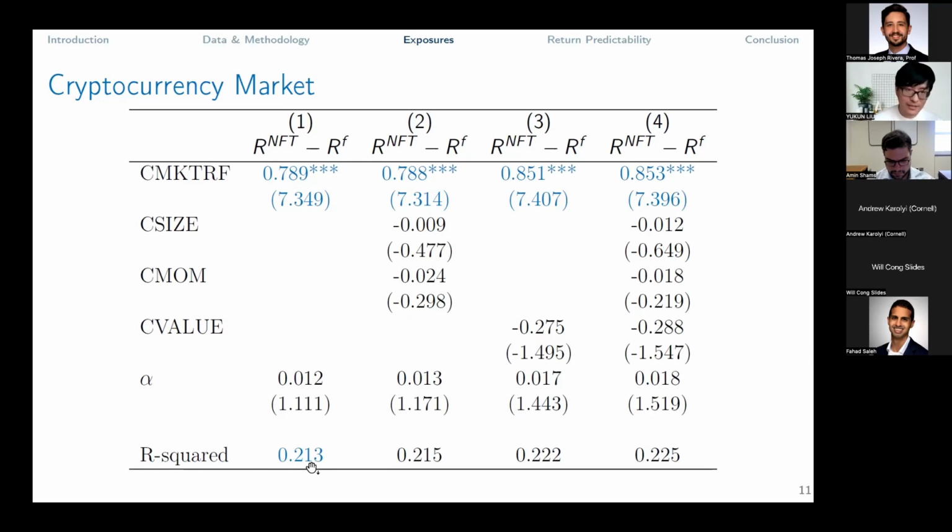So what this means is that, of course, the NFTs are typically denominated in cryptocurrencies, so that already perhaps gives you some connections over there. However, the vast majority of the variation of the NFT market is not driven by the cryptocurrency variation. About 80% of it is not driven by it.